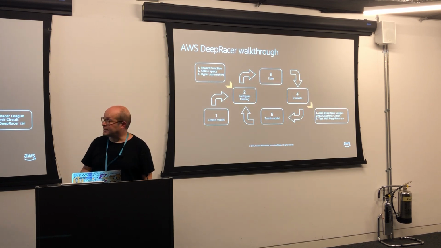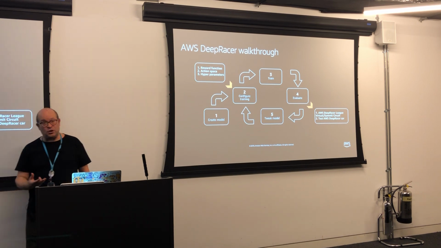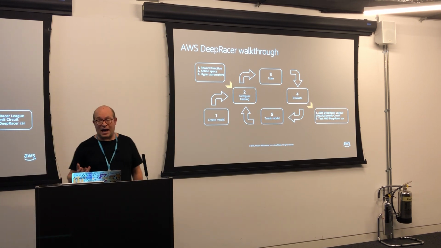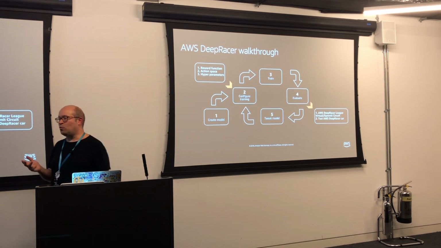From a workflow perspective, you start with creating the model on the left-hand side. Number one, there are 3 things you can do. As I mentioned, you create your action space. That's really important because you can't change the action space once you've created it.